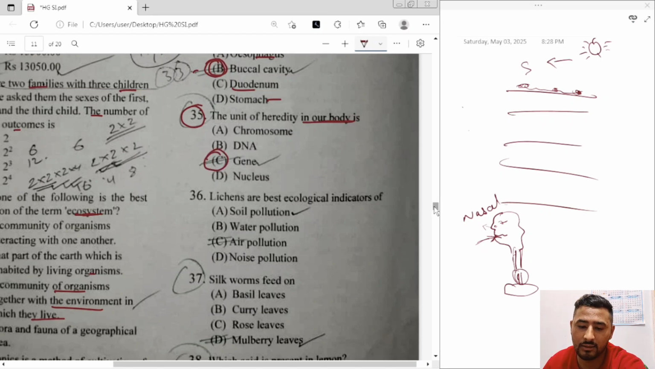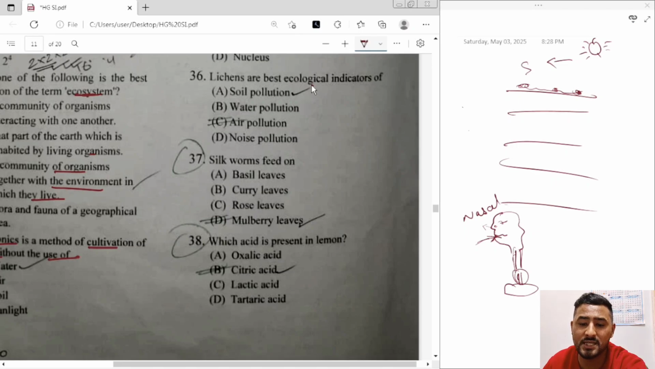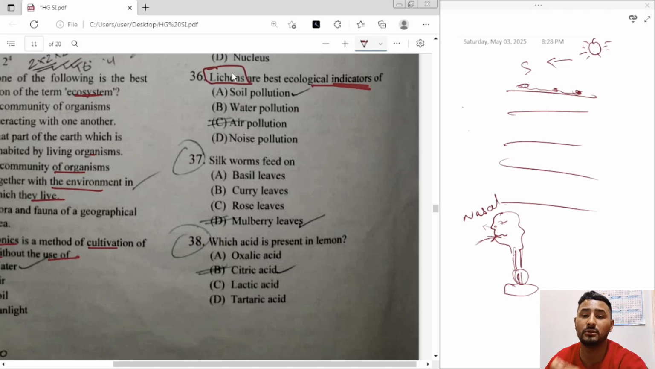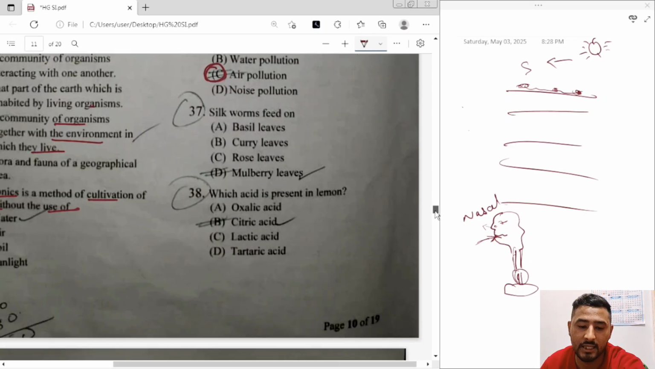Let's go next. 36. Lichens are the best ecological indicators. Lichen is a kind of indicator, an olfactory indicator, we call this one. So lichens are indicators for air pollution. Let's see next.